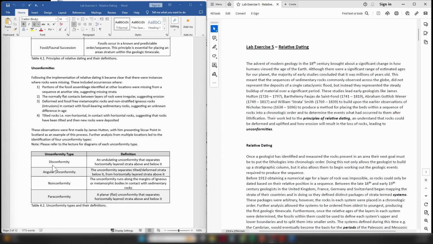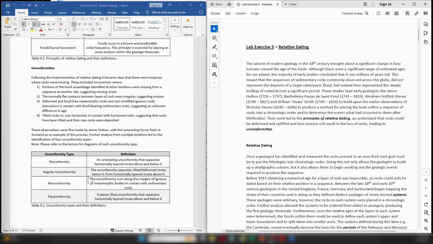So the first type is the disconformity. And in a disconformity, you have a situation where the layers of rock above and below the disconformity are horizontal. However, the unconformity itself undulates, it wiggles up and down, it's uneven. Then we have an angular unconformity.